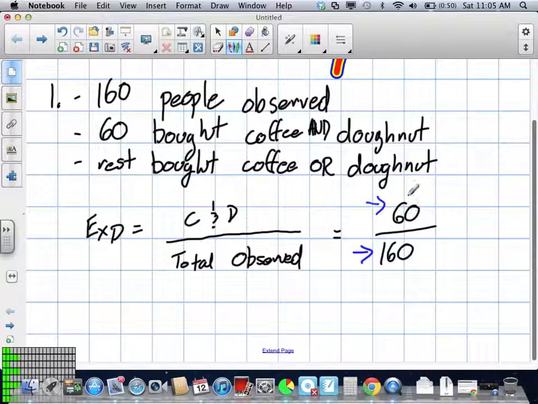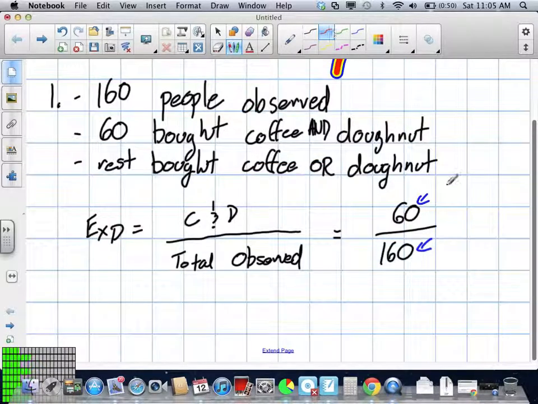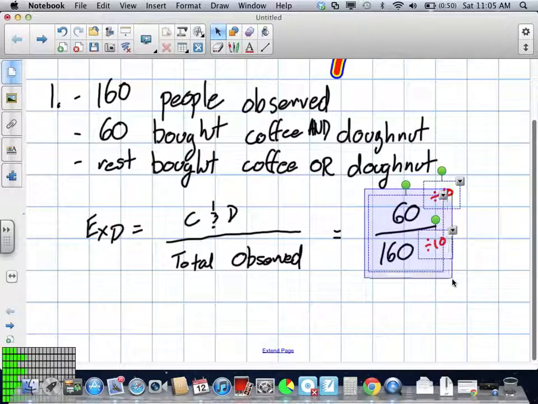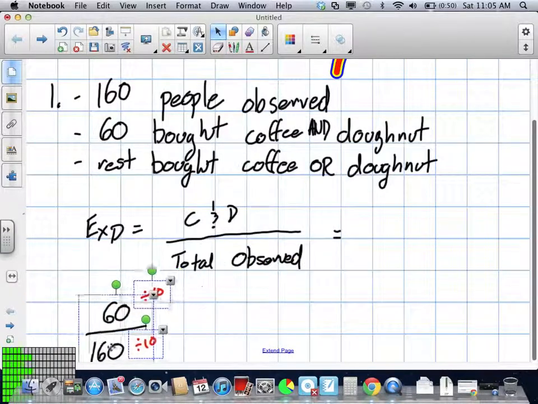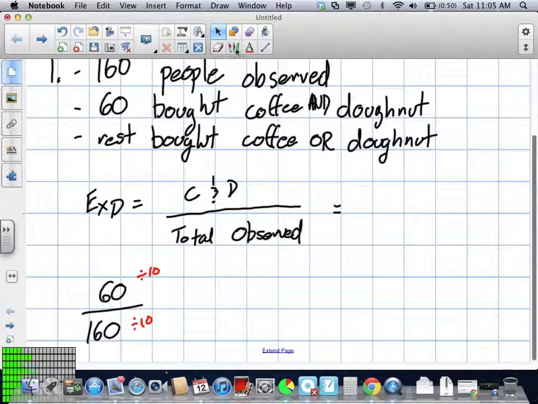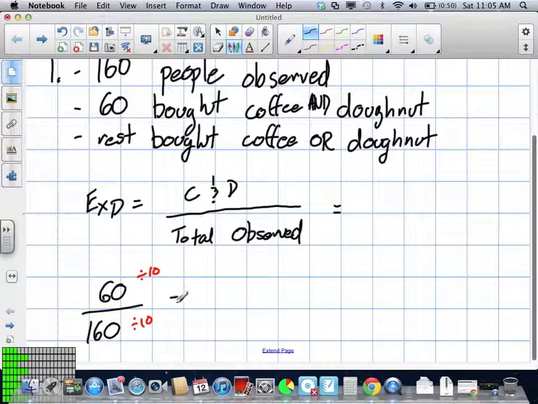So if we look, see how there's a 0 at the end of both of these? That means the number 10 definitely goes into both. So we can divide both numbers by 10 to get a lower fraction. What would 60 divided by 10 be? 6. And what would 160 divided by 10 be? 16. So now we have 6 over 16, still exactly the same thing, just a little easier for us to wrap our heads around.